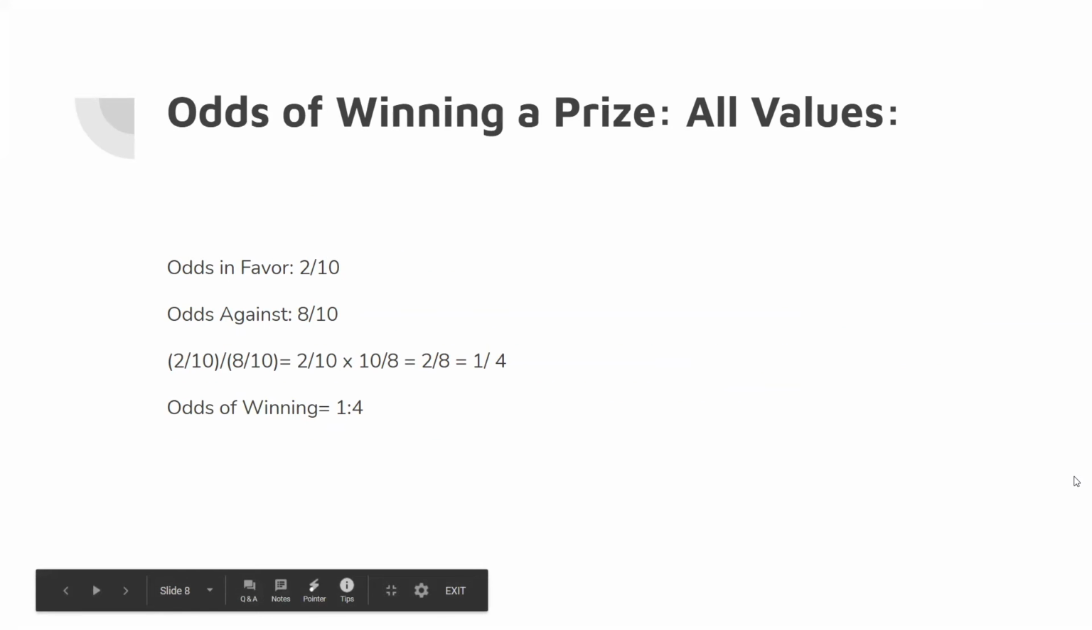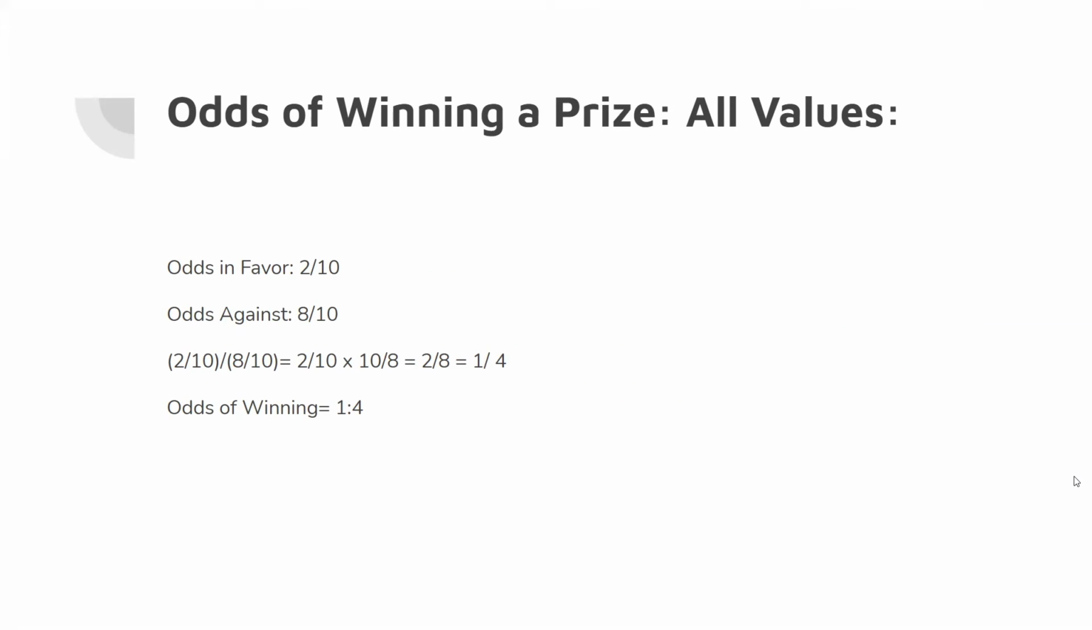Odds of winning a prize for all values. Odds in favor are 2 out of 10. Odds against are 8 out of 10. And the math is 2 out of 10 divided by 8 out of 10 equals 2 out of 10 times 10 out of 8 equals 2 out of 8, which simplifies to 1 out of 4. So the odds of winning is 1 to 4.